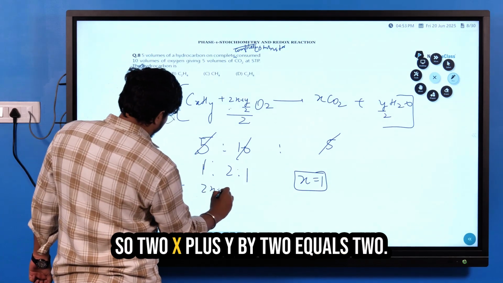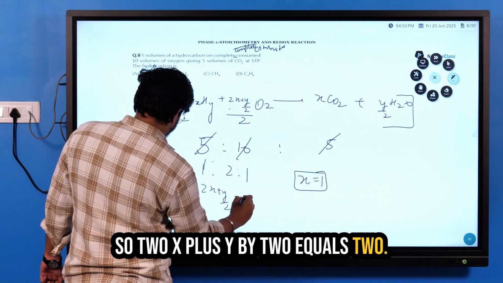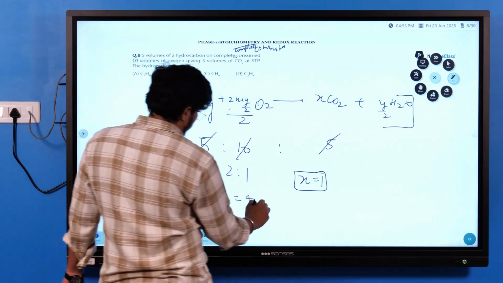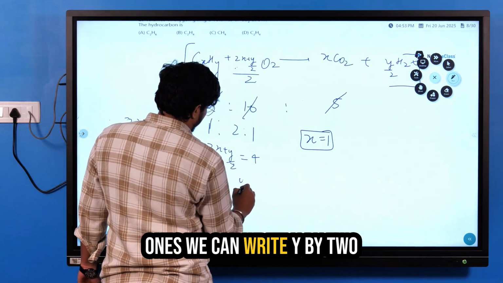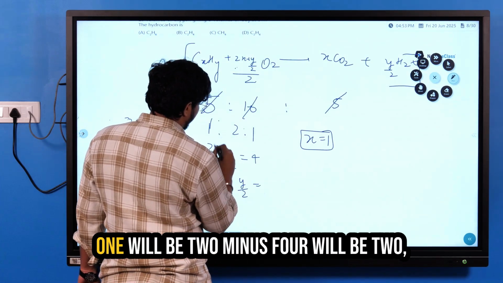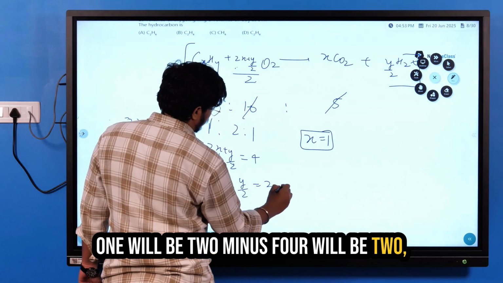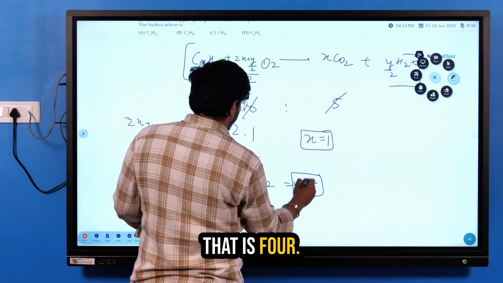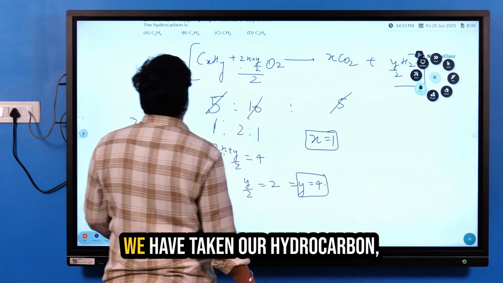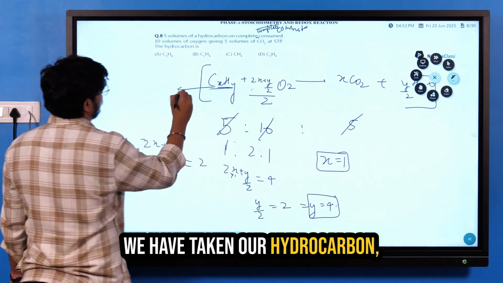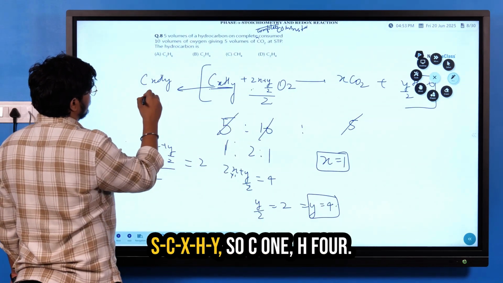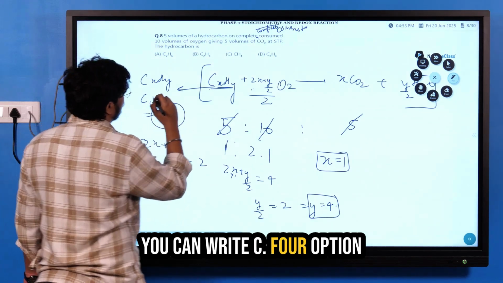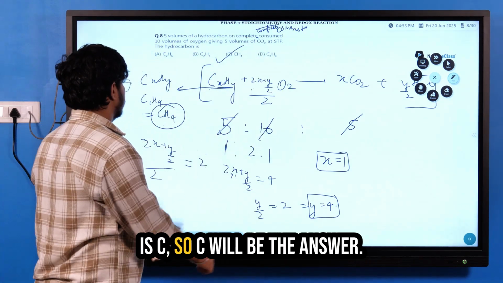So 2x plus y by 2 equals 4. Moving towards the x value, which is 1, we can write y by 2 equals 4 minus 2 into 1, which is 2, and y will be equal to 2 into 2, that is 4. So x is 1, y is 4. We have taken our hydrocarbon as CxHy, so C1H4, or we can write CH4. Option C is CH4, so C will be the answer.